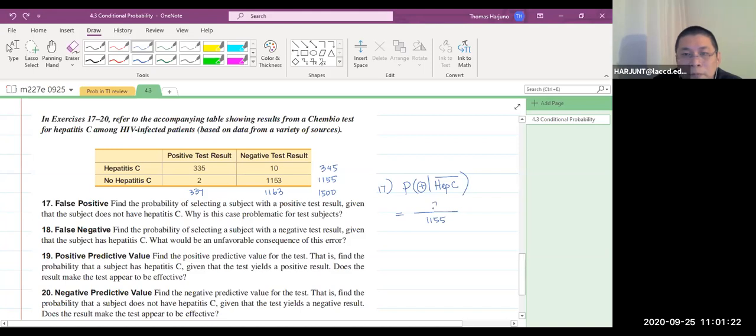2 of them. Okay, 2 of them tested positive. So this is what we call false positive. False positive is when that person is actually not having the disease, but that person tested positive.